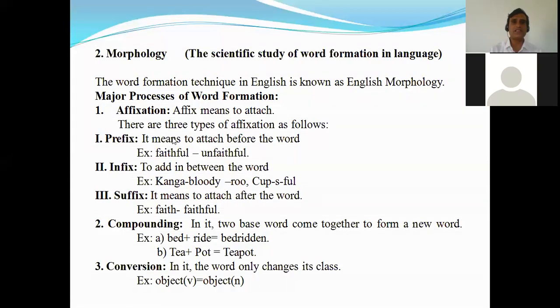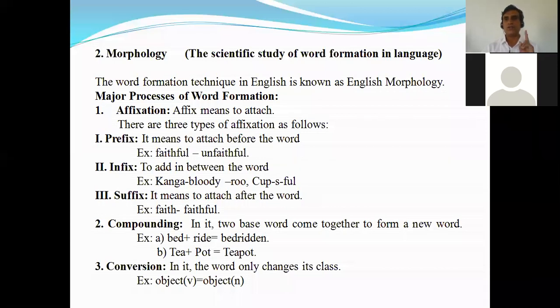The first is affixation. Affix means to attach something. There are three types of affixation as follows. The first is prefix. Prefix means to attach before the word. For example, if I say faithful and I attach un before the word, it becomes unfaithful. A new word is formed.